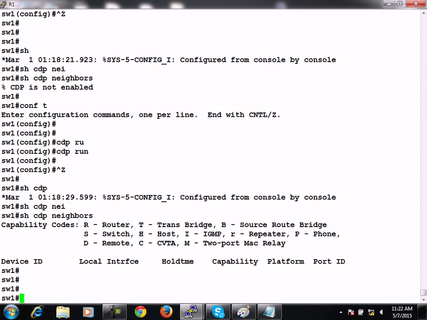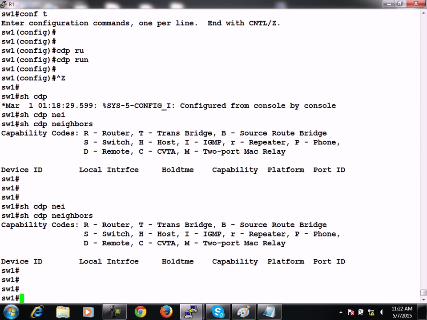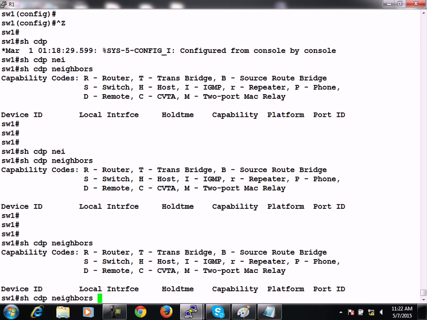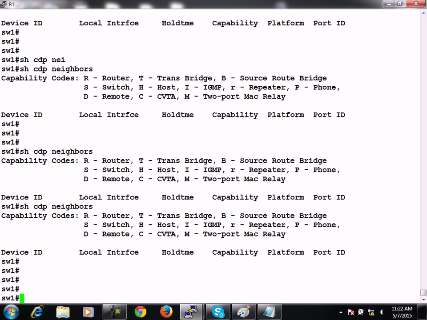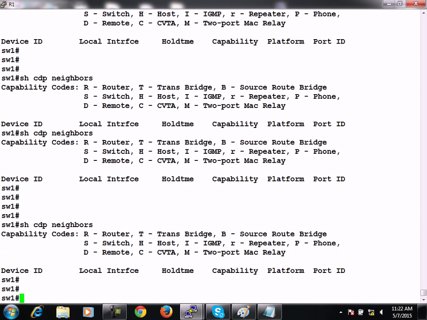One more thing, if you want to disable CDP, you can also disable it on a per-interface basis. For example, show cdp neighbor. It can show you that it has switch 2 connected on 21 as well as 22. Just wait for a moment. After some time, because you know the CDP packet interval is what? 60 seconds.